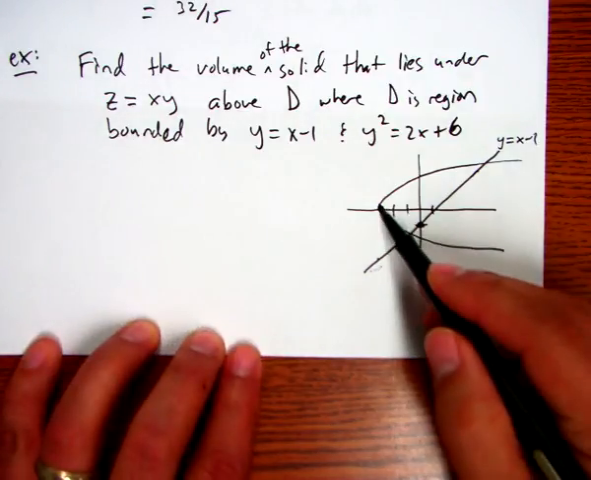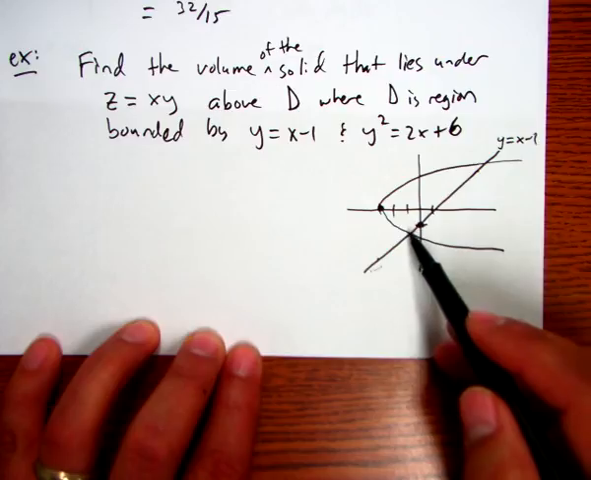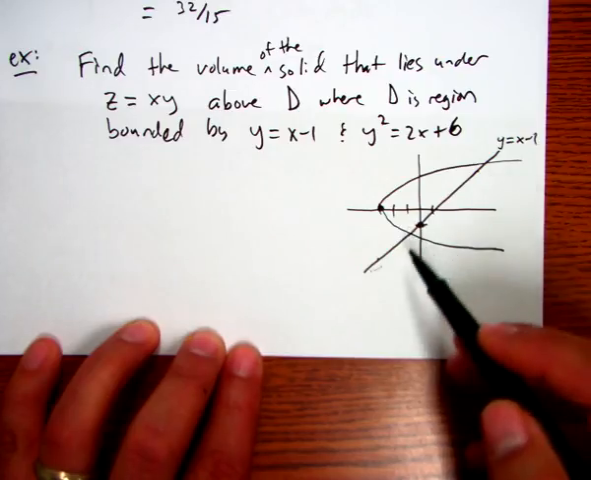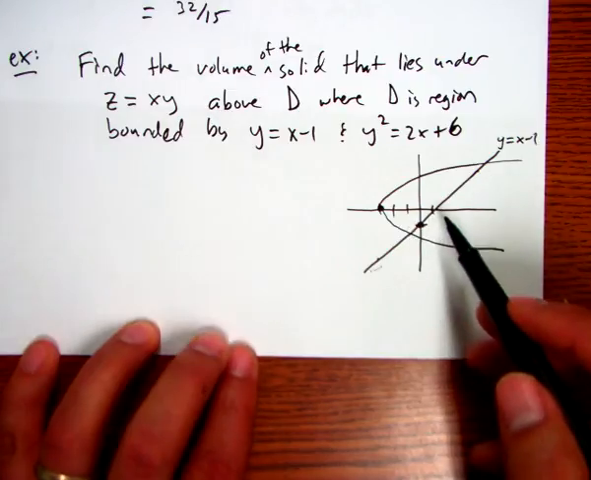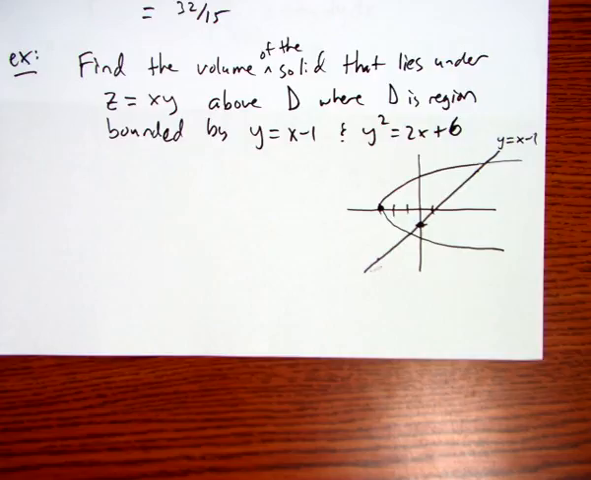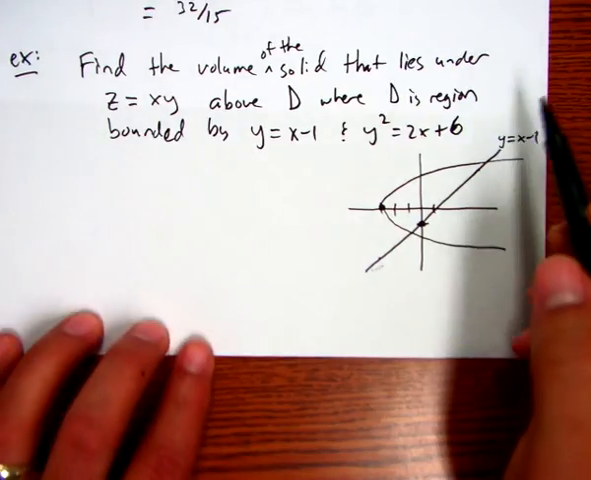So we do want to figure out where these intersection points are. I'm purposely not drawing a nice picture so that we can do the algebra. Sometimes you have to do that. All right, so let's find where these intersections are.